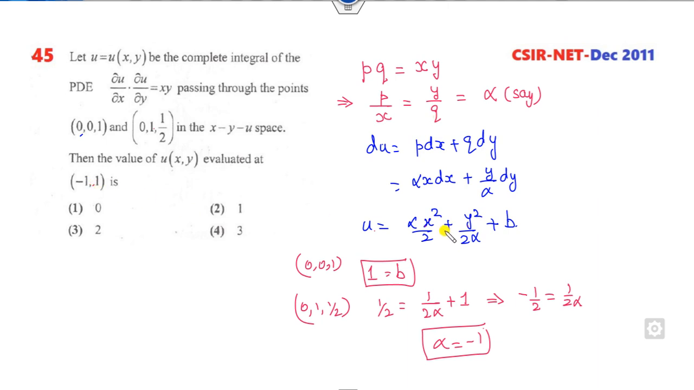Now you need to find the value at this point. So what is the value of the u? Alpha is minus 1. So it is minus x square by 2 plus, again it is minus, plus 1. So add the value of minus 1. It is plus 1. Here, sorry, it is minus half. So minus half, 1, 1 plus 1 is 0. So 0 is the right answer of this problem.